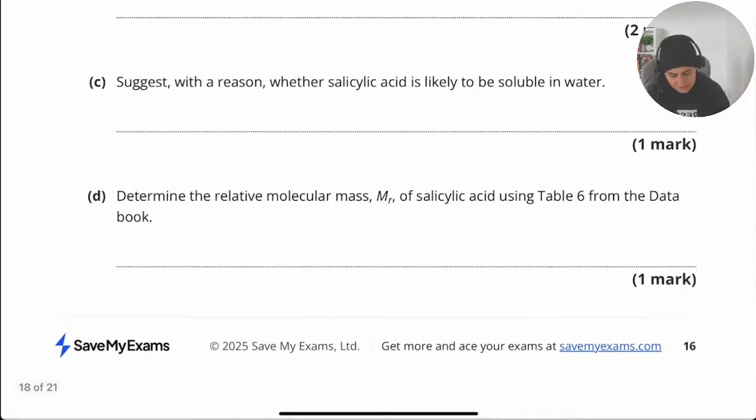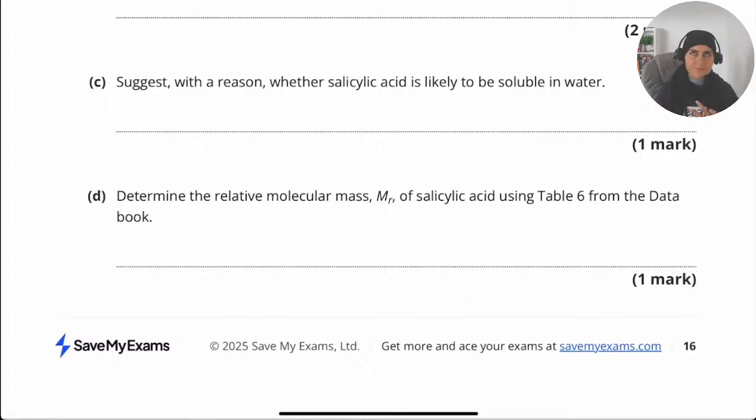Next one. Suggest with a reason whether salicylic acid is likely to be soluble in water. Yes, okay, well, let's see. So about solubility, we need to think about intermolecular forces. So normally a substance would be soluble in water if it can form hydrogen bonds, right? So the solute and the solvent, if they form approximately identical intermolecular forces, if we're talking about simple molecular substances, then usually they would be soluble in each other.